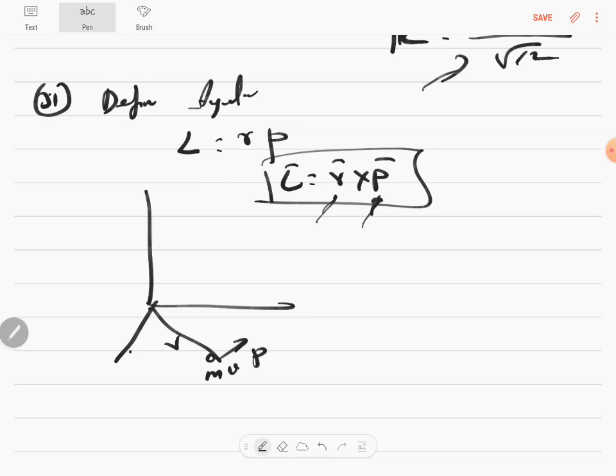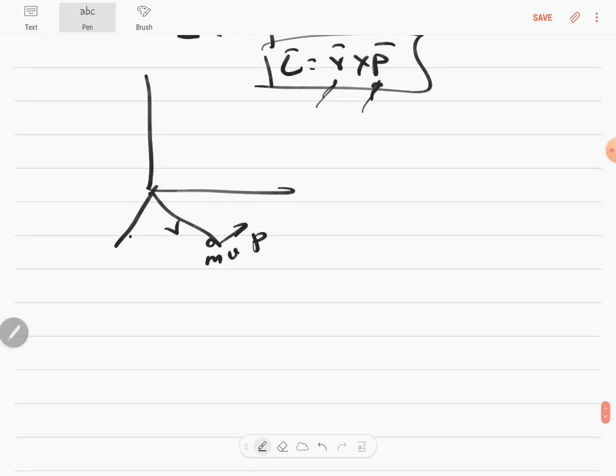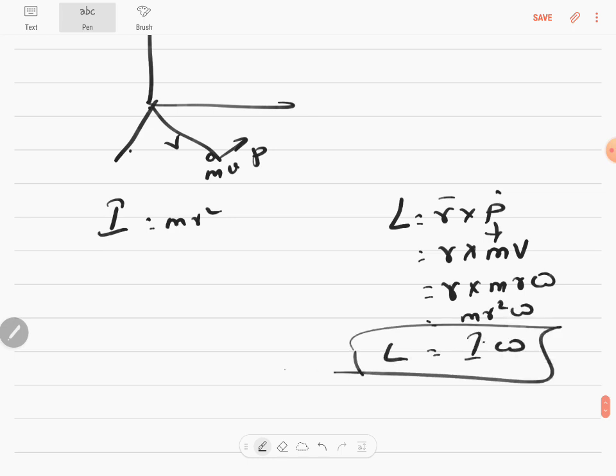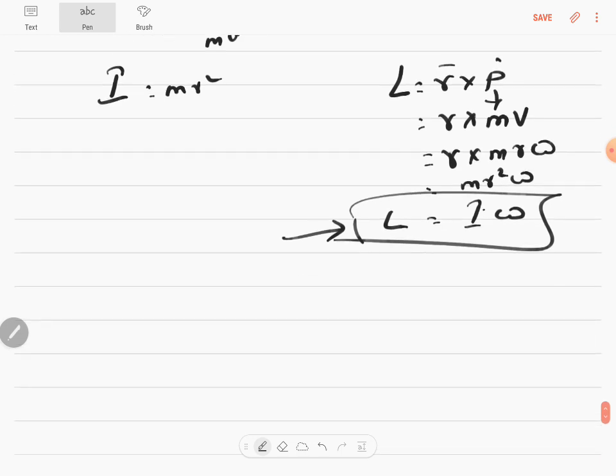So that completes it. And derive a relation between moment of inertia and angular momentum. Moment of inertia is I, which is mr square, and angular momentum is L, which is r cross p. And this itself is m into v, where linear velocity itself is r times angular velocity. So thus you get m r square omega, and mr square itself is I. Thus this is how you derive the relation between angular momentum and moment of inertia.